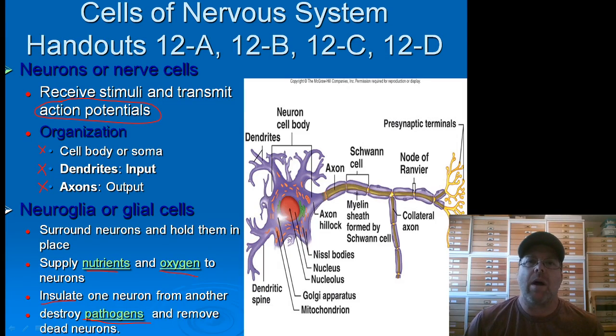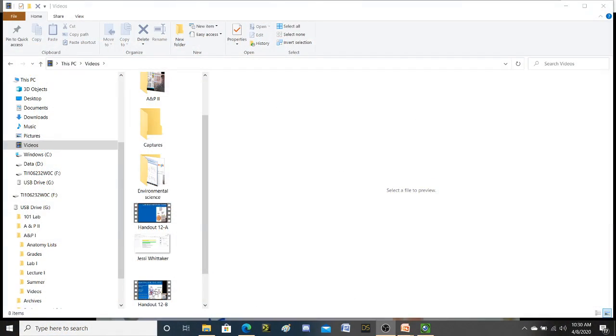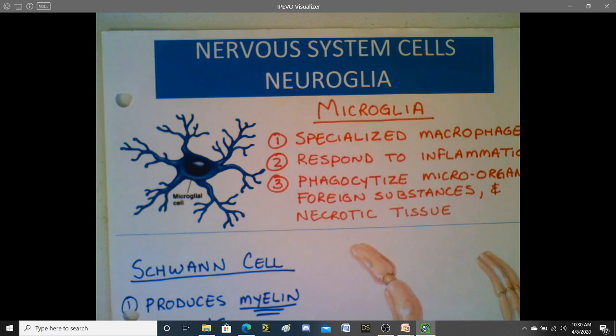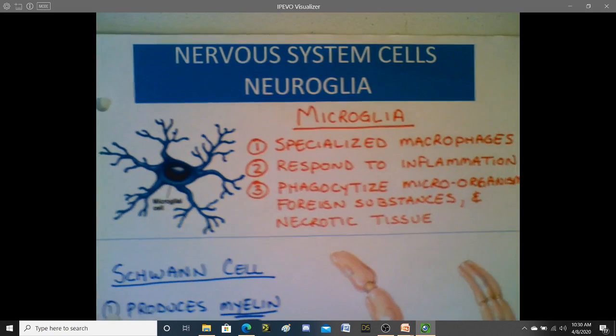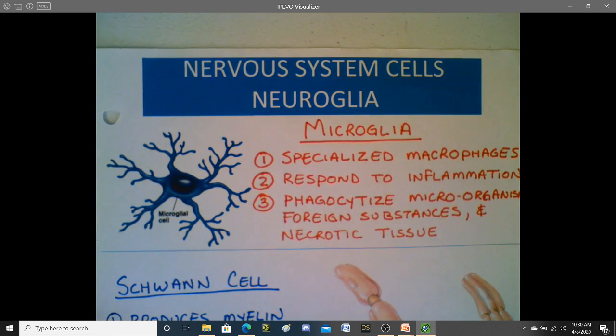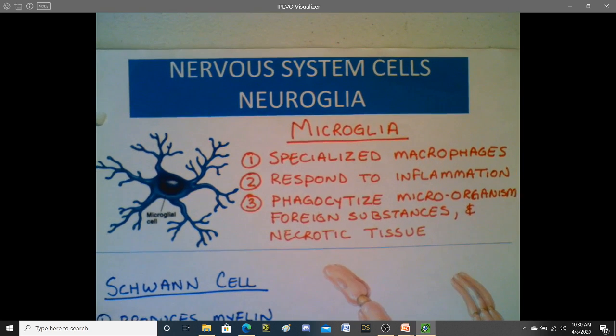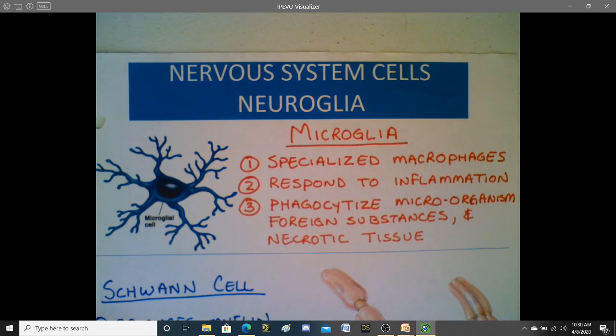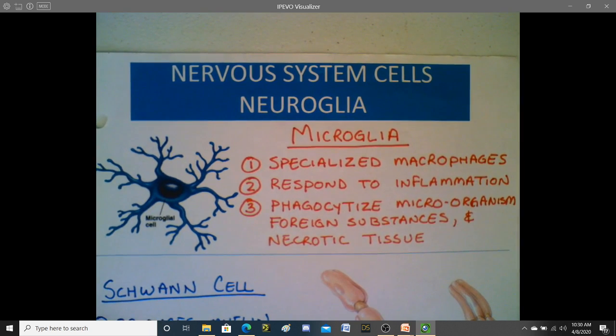Okay, with handout 12C, we're going to finish up our glial cells. So let's get right to that. The next type of glial cell is called microglia. And they kind of look a lot like our astrocytes. They kind of look like little stars. But microglia are going to be specialized macrophages. They're part of your immune system.